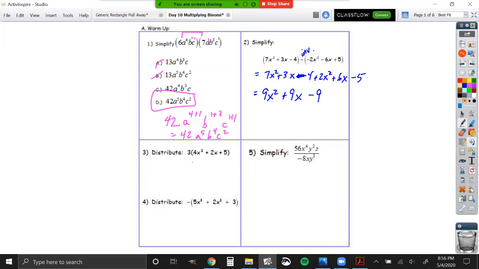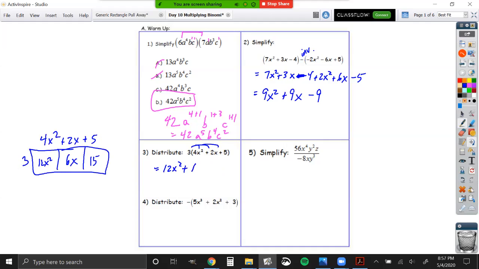Problem number 3, the distributive property. If I take 3 groups of 4x squared plus 2x plus 5, and you can model it with a rectangle here. If I take 3 times 4x squared plus 2x plus 5, 3 times 4x squared is 12x squared. 3 times 2x is 6x. 3 times 5 is 15. So this, or you could do it that way, is 12x squared plus 6x plus 15.